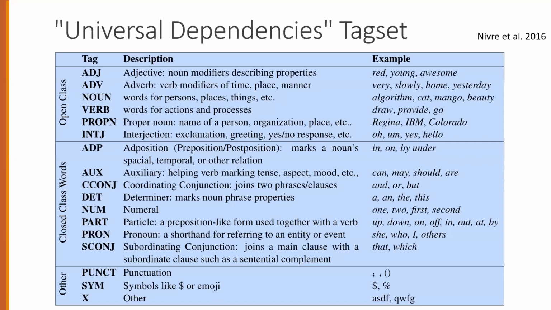So the Universal Dependencies tagset, this is a snippet of that. As you can see, the examples and the descriptions of the tags are provided here. You can refer to this for future endeavors if you want to create any part of speech tagging models.